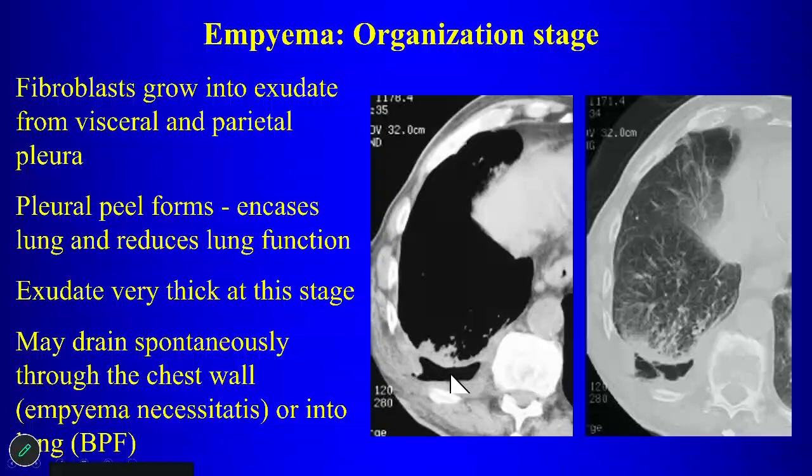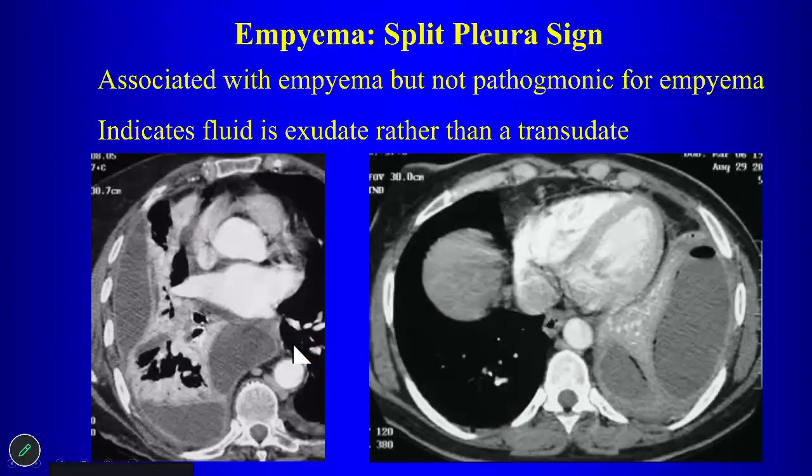And in some cases, the empyema can drain spontaneously through the chest wall. That can happen especially with tuberculosis. That's called empyema necessitatis or empyema necessitans. Patients can also develop pleural fistulas, so air within the pleural space can be from bronchopleural fistula, or from drainage through the chest wall. If there are small amounts of air, of course, it can be air-forming bacteria.